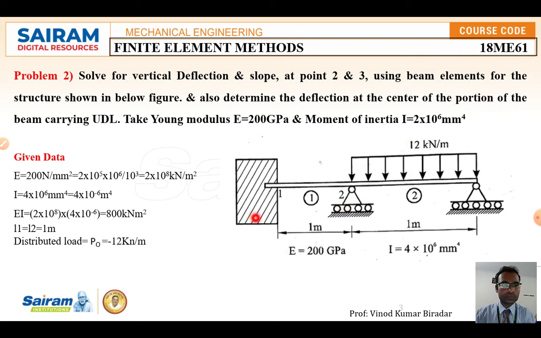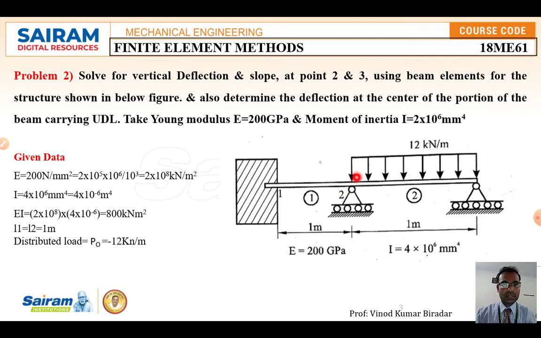So the question is given like this; I will read the question. Solve the vertical deflection and the slope. Vertical deflection is nothing but v1, v2, v3, v4, which you need to calculate. Then the slope at points 2 and 3. So at point 2, the v2 and v4 you need to calculate using the beam element for the structure shown in the below figure, and also determine the deflection at the center.